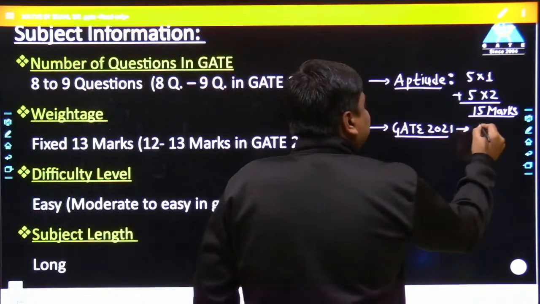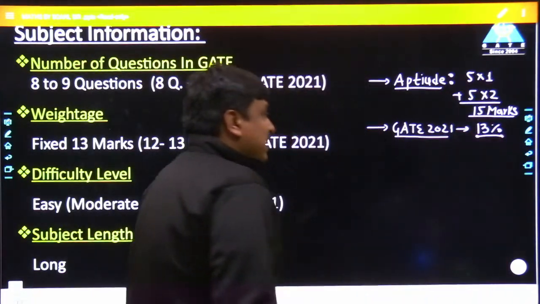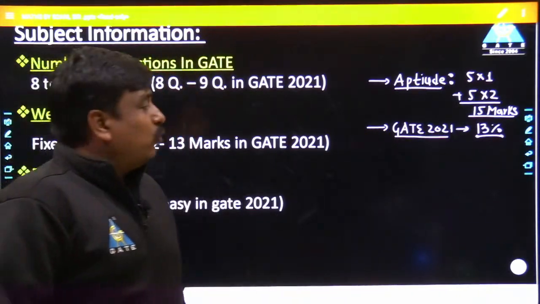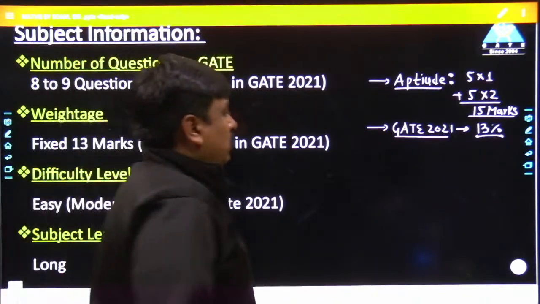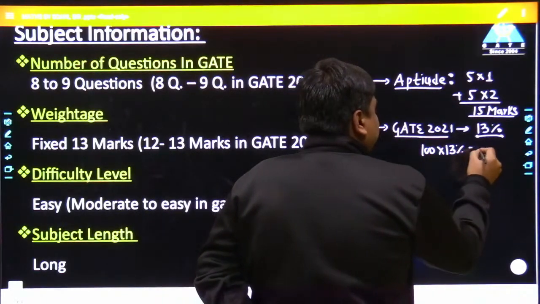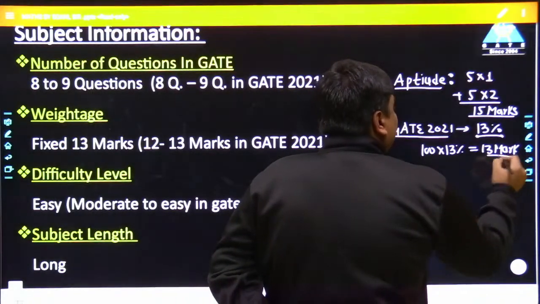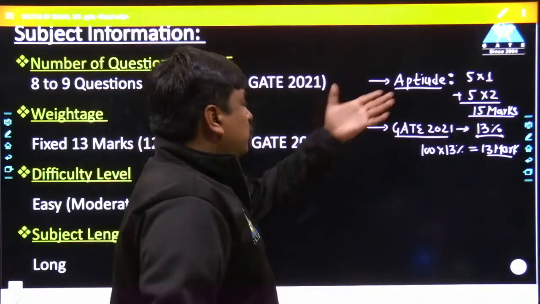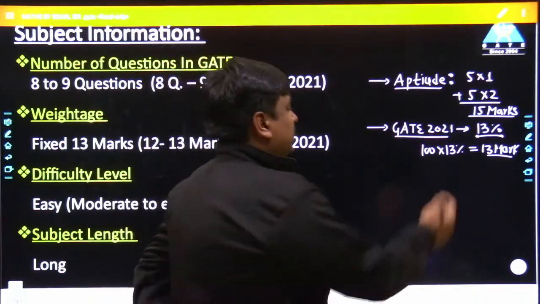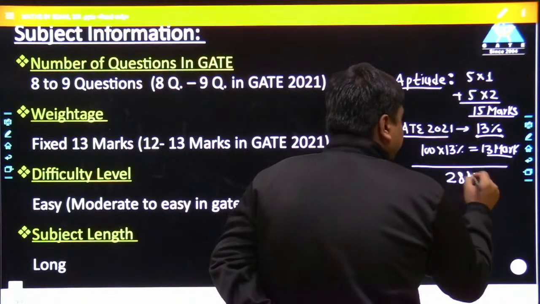But for the first time in GATE 2021, they have clearly specified that they would be designing a paper such that the weightage of engineering mathematics would be in the range of 13%, or 13% of the total marks of 100, which is somewhere 13 marks. That's huge. That means if you club the marks carried by aptitude and the marks carried by engineering mathematics, it goes somewhere to 28 marks.